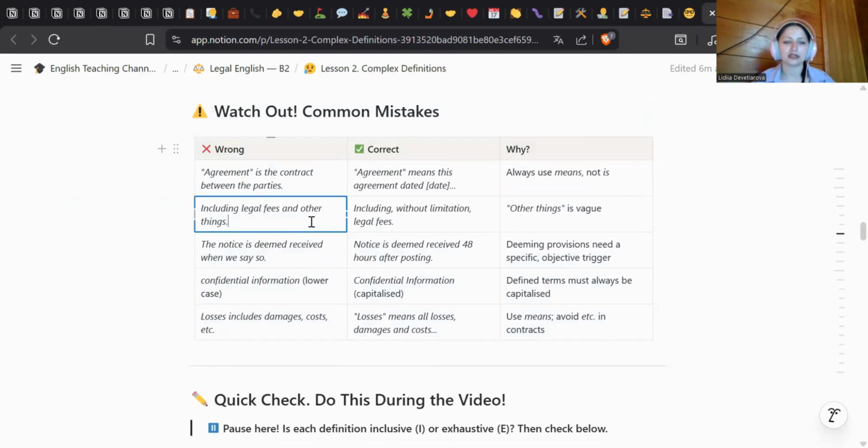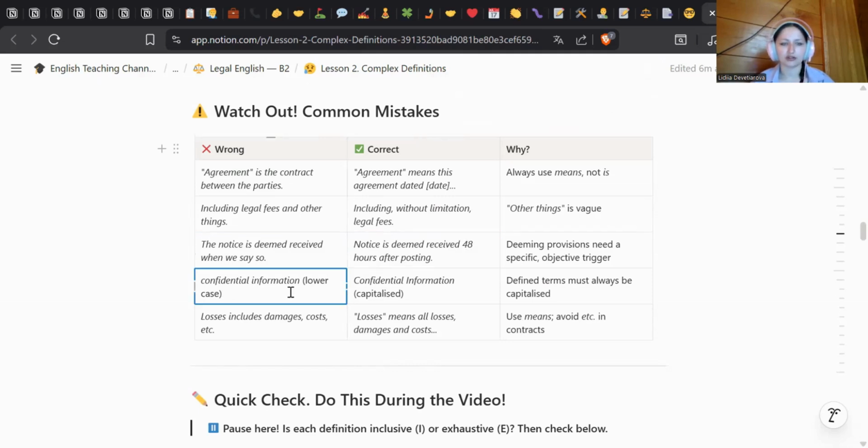Including legal fees and other things. Better: including, without limitation, legal fees. Because what is legal? What is other things? What is that? The notice is deemed received when we say so. What exactly is when we say so? Notice is deemed received 48 hours after posting.